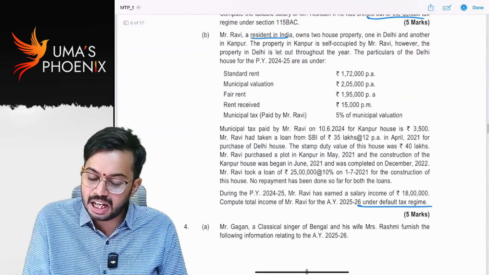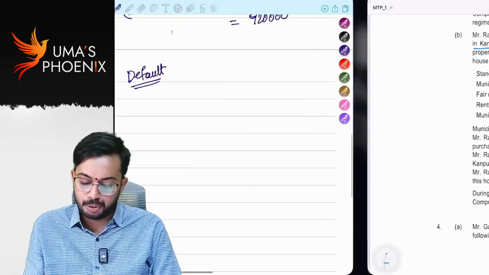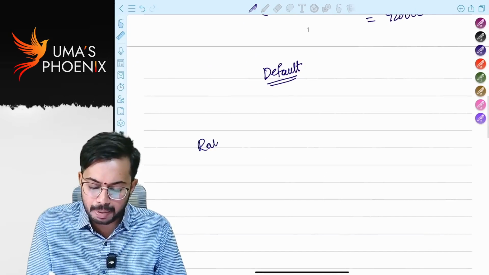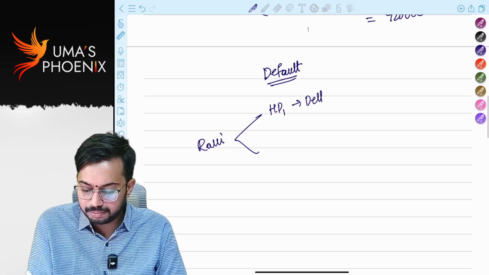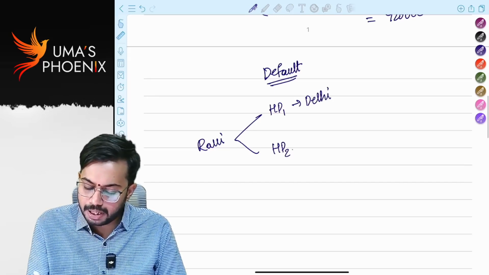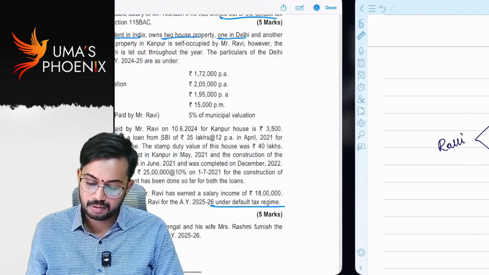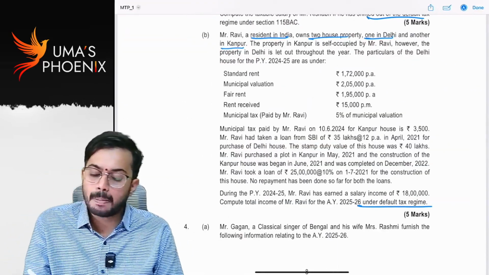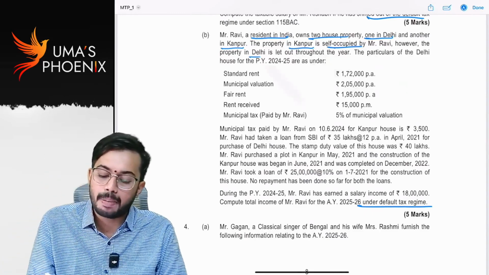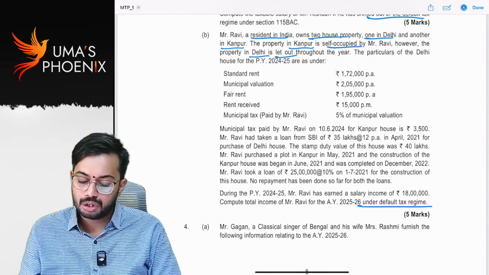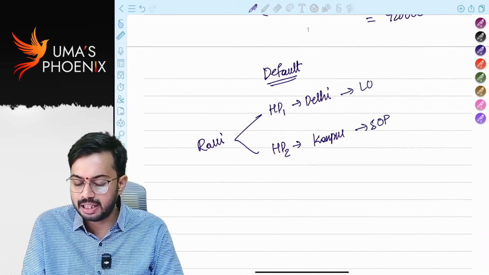Ravi, resident in India, owns two house properties, one in Delhi, another in Kanpur. So Ravi has two house properties. House property 1, Delhi. House property 2, Kanpur. Property in Kanpur is self-occupied by Mr. Ravi. However, property in Delhi is let out. So Kanpur house property is self-occupied. Delhi house property is let out.